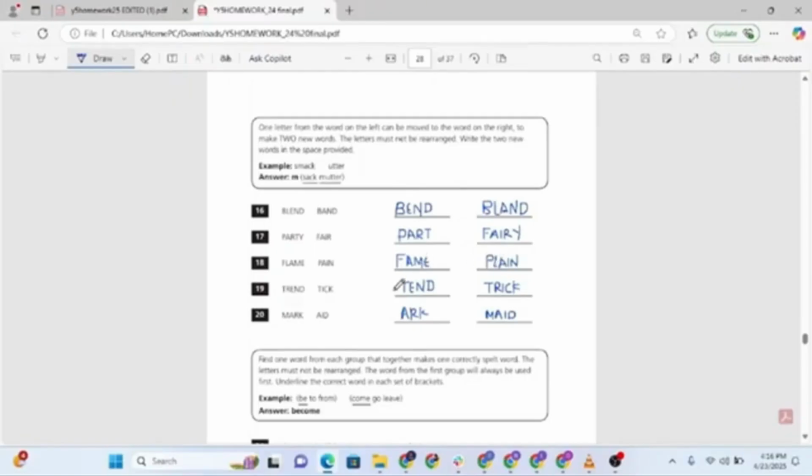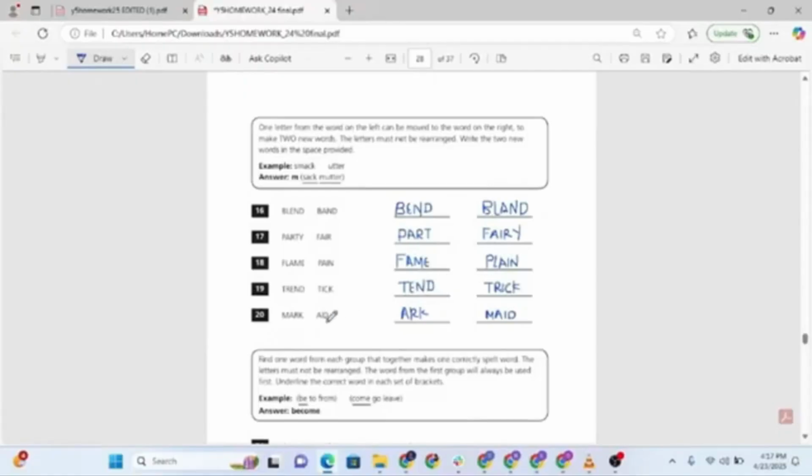Question 19. The correct answer is the letter R. This is because if we take the letter R from the word trend, we are left with the word tend. If we add the letter R to the word tick, we make the word trick. Therefore, the two new words are tend and trick.